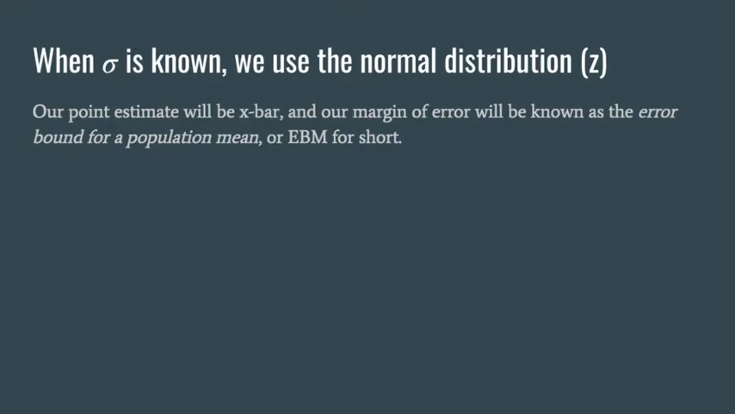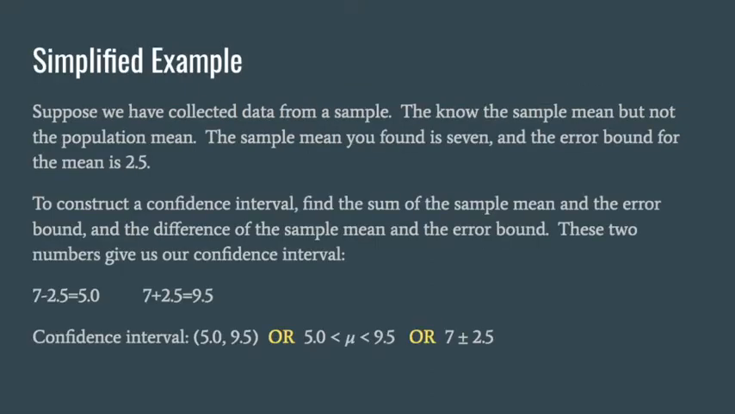We need to know how to calculate the EBM, but I'll show you that in just a minute. To start with, let's just look at a simple example. Suppose we've collected data from a sample and we know the sample mean but not the population mean. If we find that the sample mean is 7 and the error bound is 2.5, then we can construct a confidence interval this way. We take 7 minus 2.5 and we get 5.0. And then we can do 7 plus 2.5 to get 9.5.